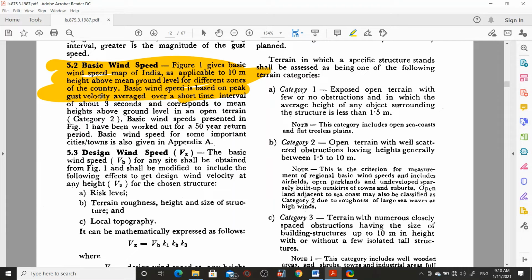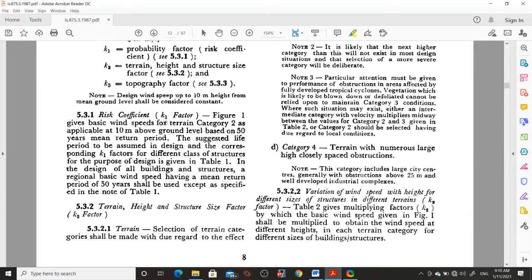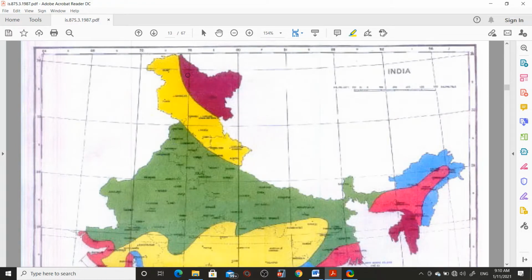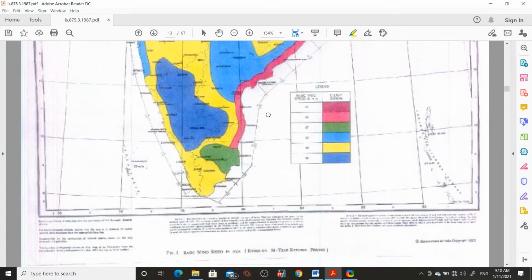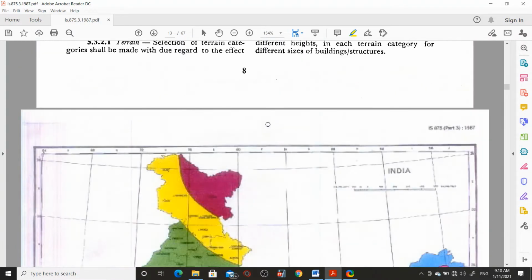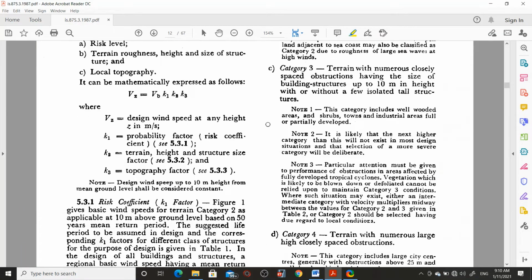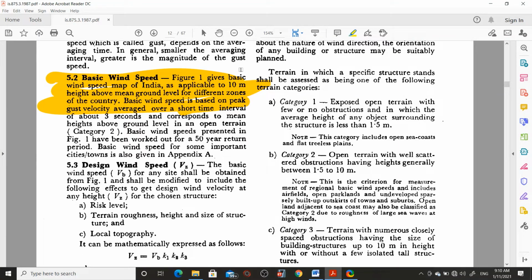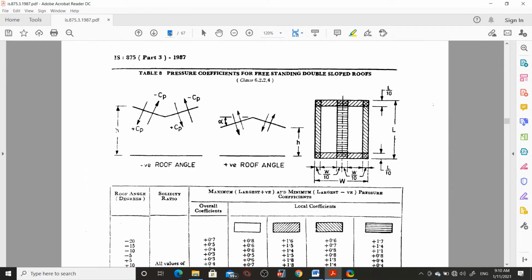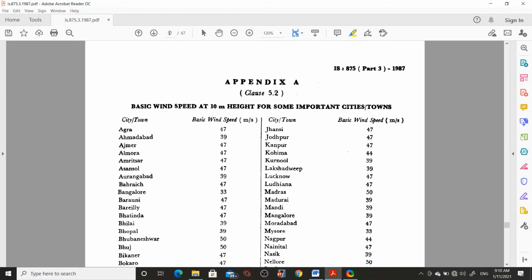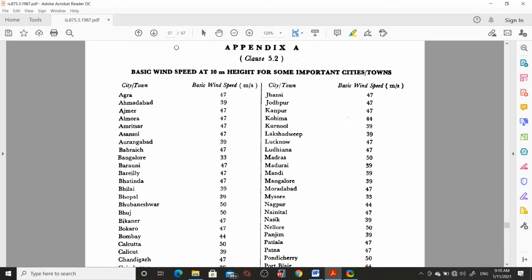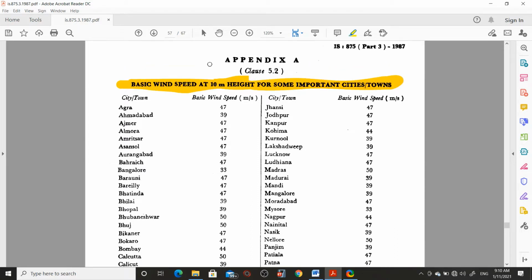So for the basic wind speed we have one map here. You look here, it's a map. You can determine the basic wind speed by this map. This map is not very clear because it's just scanned data. But we have one table here which is called Appendix A. Let's check this page. Basic wind speed at 10-meter height for some important cities and towns, which we get from Appendix A.